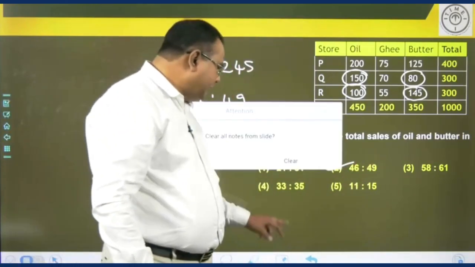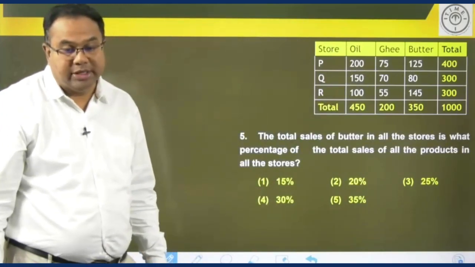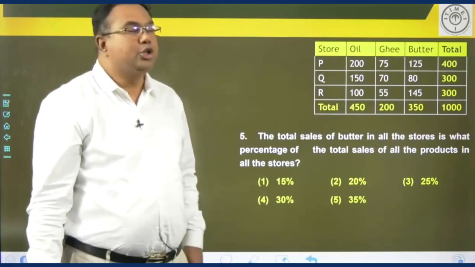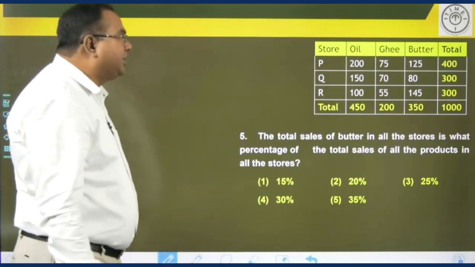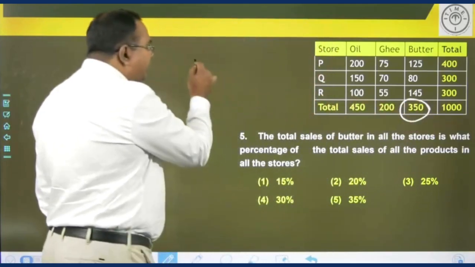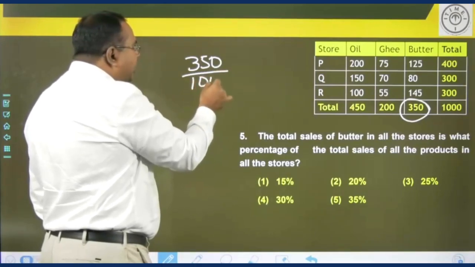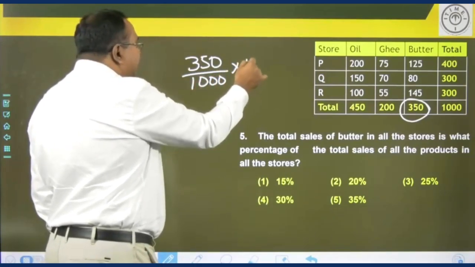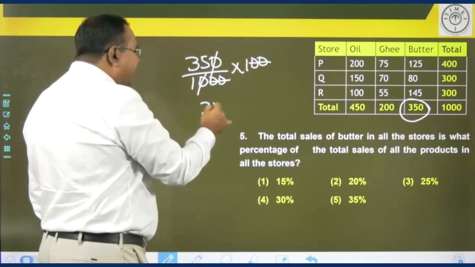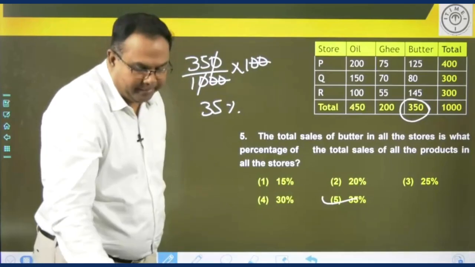Last question, students. Total sales of butter in all the stores is what percentage of total sales of the products in the store? Total sales of butter in all the stores, it is 350. It is what percentage of total sales of all the products? Simple, 350 out of 1000 into 100. 350 clearly forms, no need to write also. I can say it has to be 35%. 35% is present in choice 5.